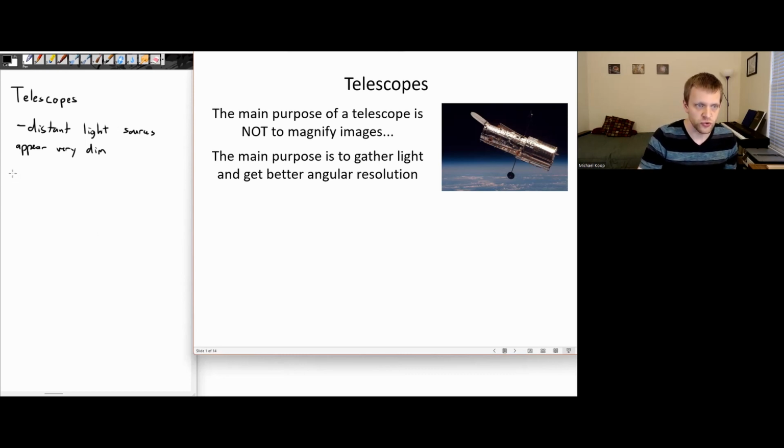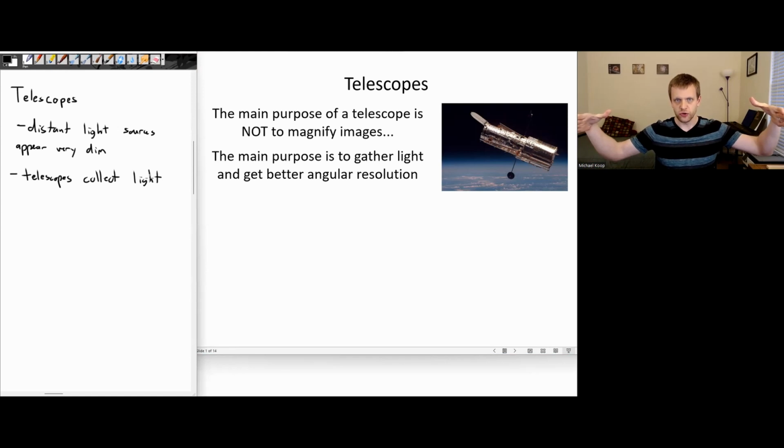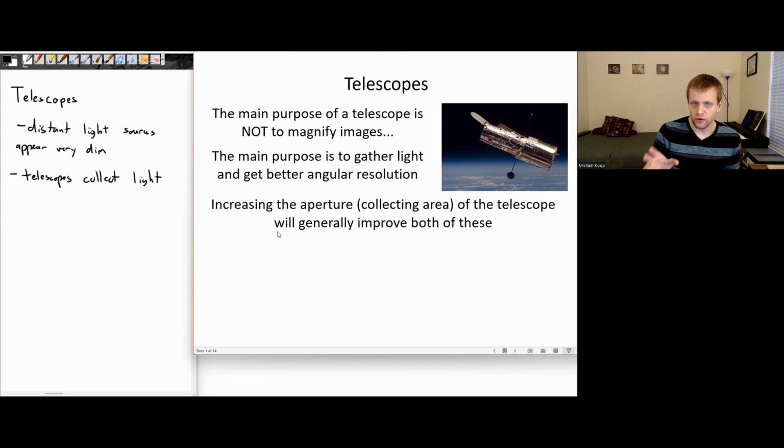So in order to observe these objects, we need to collect more light. So telescopes collect light. Basically, the larger the telescope, the larger what's called the collecting area of the telescope is, the better. Now, this is not the only thing that we want to do to make the telescope better, because another aspect is the angular resolution.